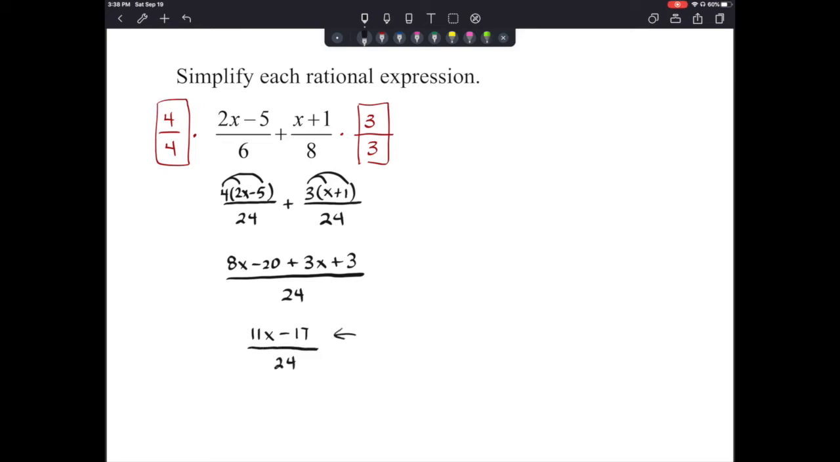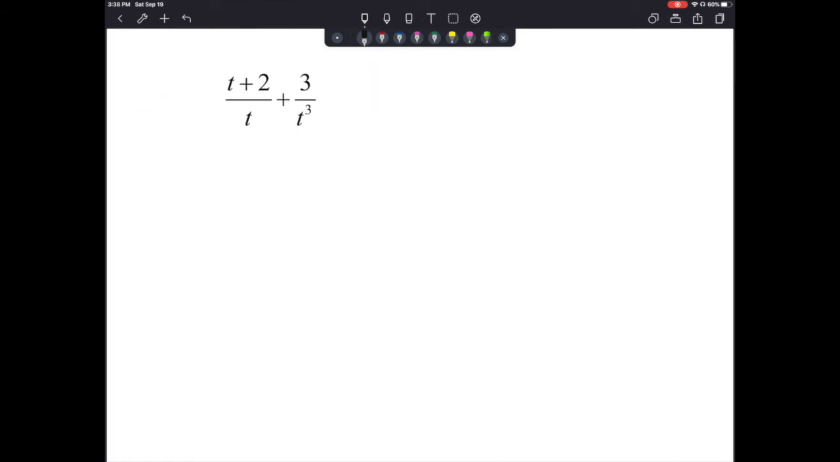We'll look to see if this factors, and it doesn't. But if it did, we could maybe try to reduce it more. But it doesn't always happen. 11x minus 17 all over 24. Let's look at the next example.